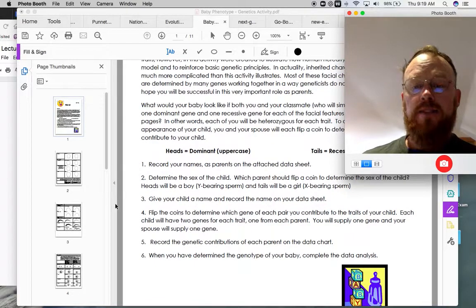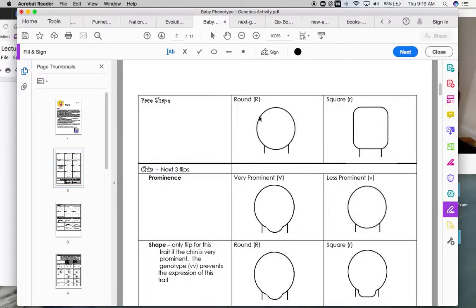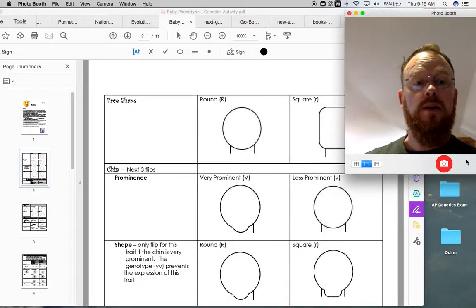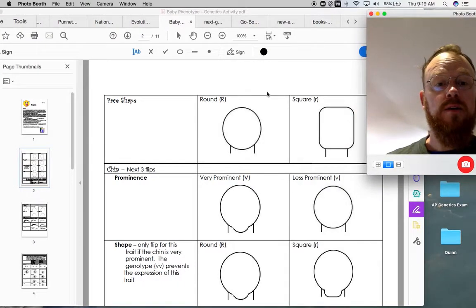So how does that happen? Let's go to page 2 and see. Okay, face shape. It says capital R, or the dominant allele, gives you a round face. Lowercase r, or the recessive allele, gives you a square face.